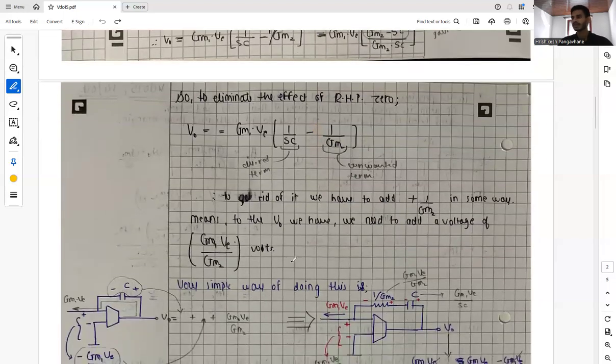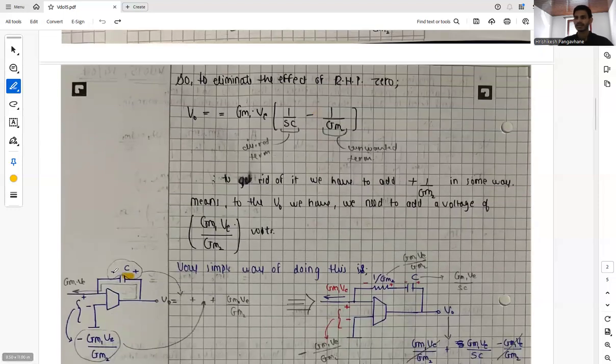There is a very simple way of doing this. We have this circuit in our stage 2, and at our V naught, two voltages are contributing, the voltage across this and the voltage across this. Along with that, let's say we want this extra voltage. So for this extra voltage, let's introduce a resistor whose conductance is basically 1 by gm2.